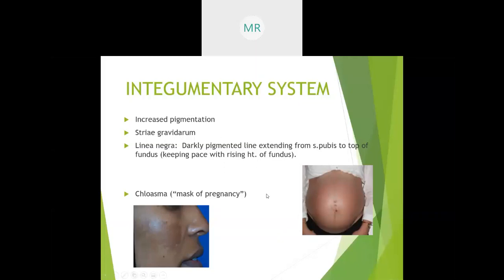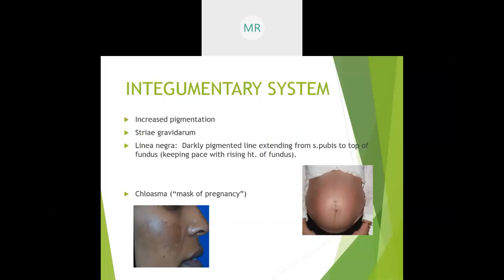Okay. Chloasma, again, with the increase in pigmentation, chloasma is what we call the mask of pregnancy. And as you can see in this picture, she's got the darkening of the skin. It could be around the eyes. It could be darkening skin around the forehead. You can see that she has it here a little bit lower than the eyes and on her cheeks as well.